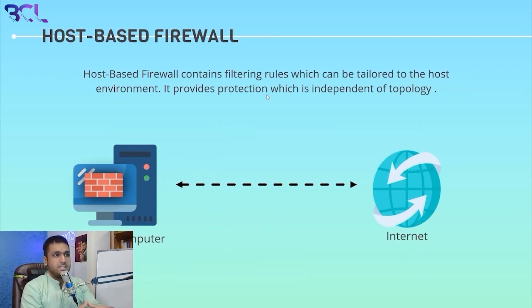Host-based firewalls contain filtering rules which can be tailored to the host environment. They provide protection which is independent of the topology. No matter what network connection you're connected to, this is going to be specific to your host, okay? Let's say I have a laptop, a desktop computer, a cell phone, an iPad, or whatever I have. I can design firewalls specific to those devices. I don't need to define a single standard network-based firewall for that particular network. I can define them on the hosts as well. So this is the basic difference between them.